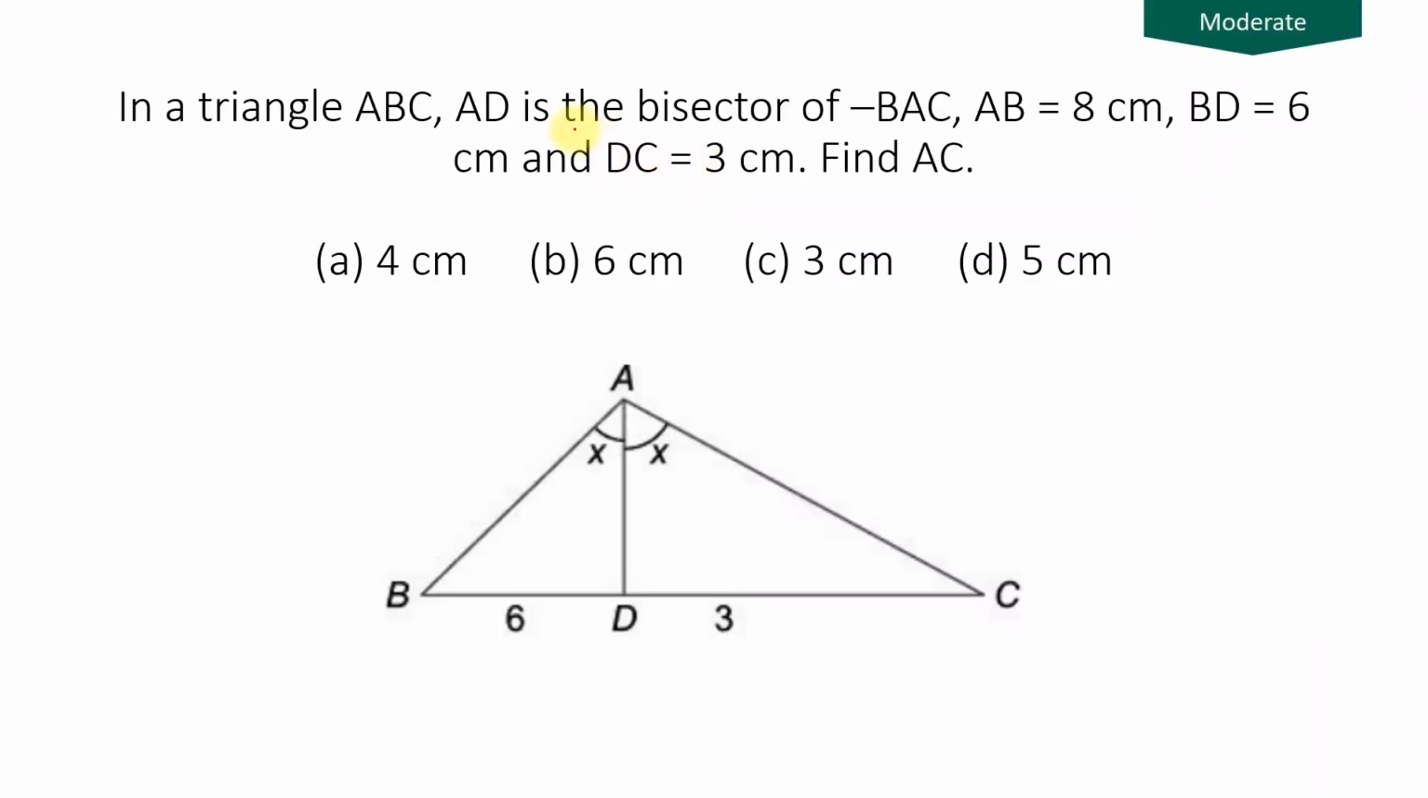Now let us look at some of the questions related to triangles that we see in competitive exams. Now here we are given that there is a triangle ABC. AD is a bisector of angle BAC. So this angle BAC is divided into two equal parts and it is labeled as X in the diagram. Now AB is given as 8 centimeter. BD is marked as 6. CD is 3. So obviously this diagram is not to scale, but anyway we are getting the idea. Now we have to find the value of AC.